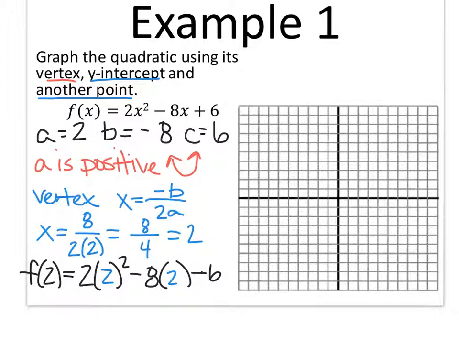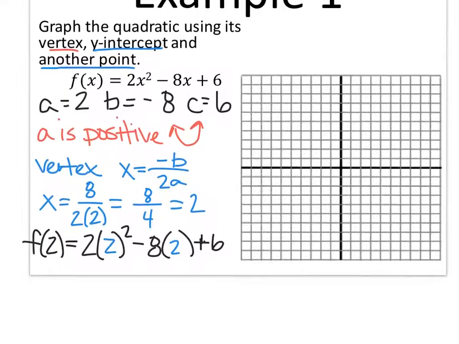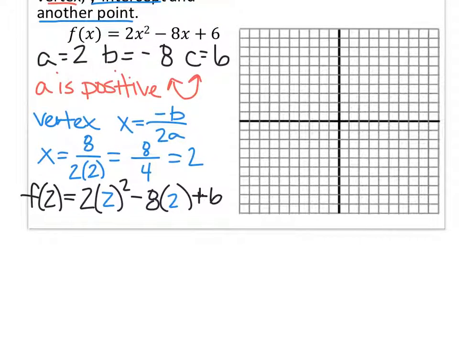And again, from this point, you can either plug it into the equation, plug it into your calculator, or figure it out one step at a time. So I know here that 2 squared is 4, and 2 times 4 is 8. Negative 8 times 2 is negative 16, and then I add my 6 here. So 8 minus 16 is negative 8, and plus 6 is negative 2.